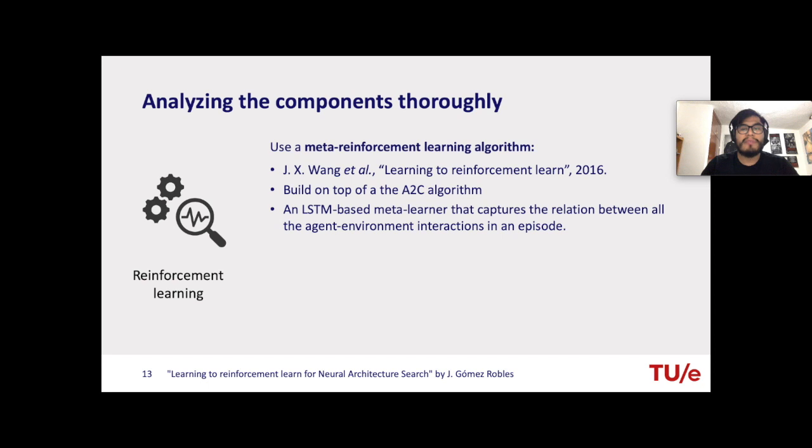I propose to use for the first time in NAS a deep meta reinforcement learning algorithm. I base it on the work of Wang et al., which is a modification of the standard advantage actor-critic, or A2C. In short, it is an LSTM-based meta-learner that captures the relation between all the agent-environment interactions in an episode.